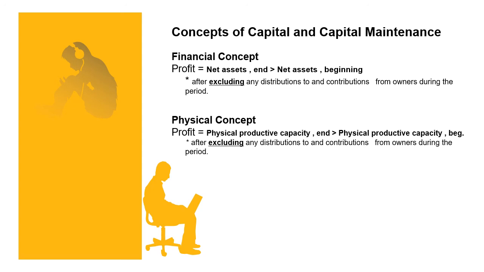Yung physical concept naman is more siya sa productive capacity. Katulad ng example natin kanina, kung yung capacity niya beginning of the year is 100,000 units yung kaya niyang ma-produce, and then at the end of the year, 150,000 units na, then ibig sabihin, ito yung magiging basis na masabi ni entity na meron siyang profit.